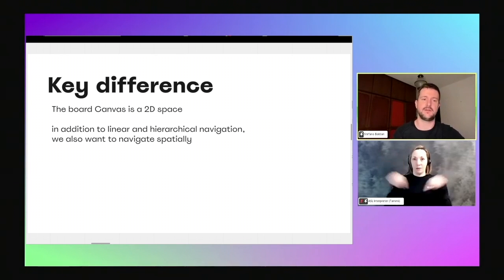So in such an environment, in addition to linear and hierarchical navigation, we want to have another way to navigate objects. We want to take advantage of the spatial nature of this product, and we want to navigate spatially. So we want to reach the objects starting from a starting point. We want to reach the closest object in a specific direction: to the left, to the right, to the top, or to the bottom.